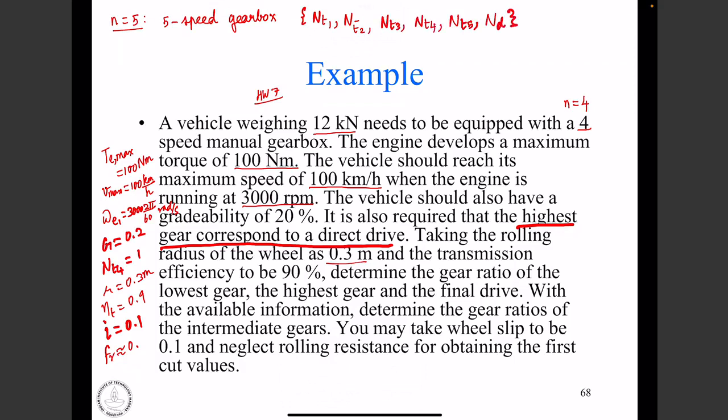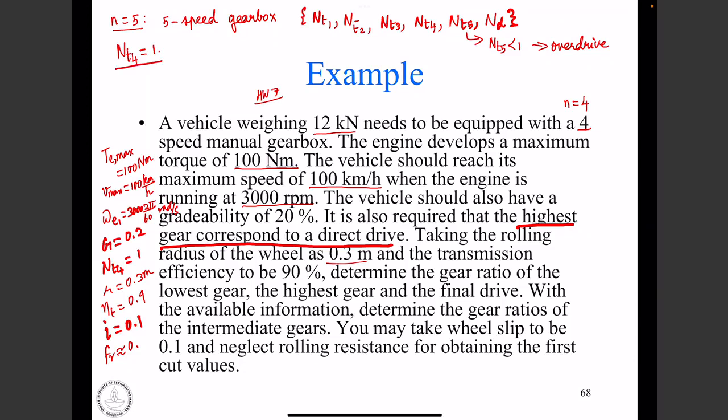Suppose by convention, the 4th gear is taken to be a direct drive. So this NT5 will be less than 1, and that corresponds to an overdrive condition. Typically the first 3 gears are all what we call underdrive gears. The gear ratio is greater than 1, so the output speed will be less than the input speed. But this 5th gear is less than 1, which corresponds to an overdrive condition, so we get higher speeds for the same input speed. Let's say we are given NT4 to be equal to 1.